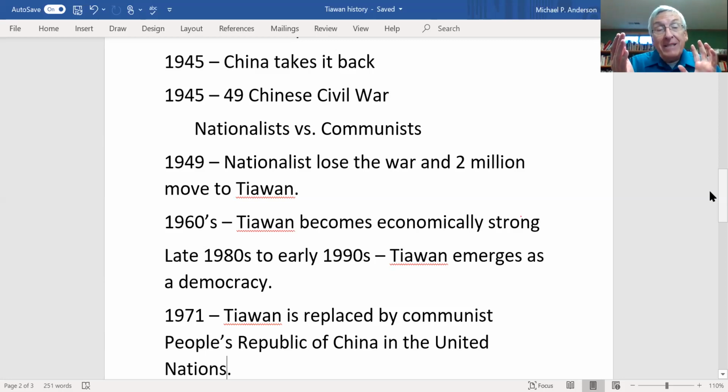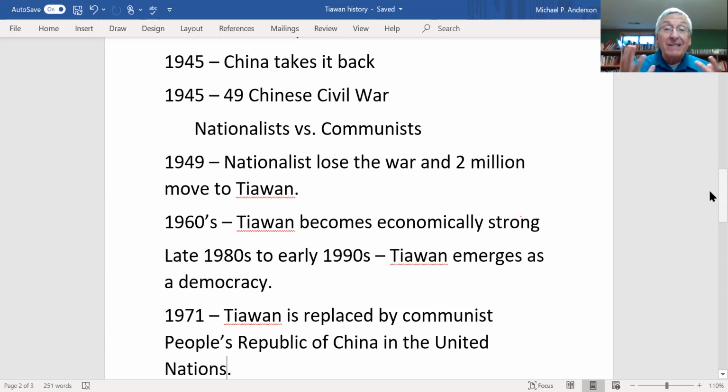And then as they move along, late 80s, early 90s, they kind of evolve into a democracy, and that's what we have them as right now. However, we have giant China, 1.4 billion. We have little Taiwan. Taiwan has retained the United Nations seat for all of China.